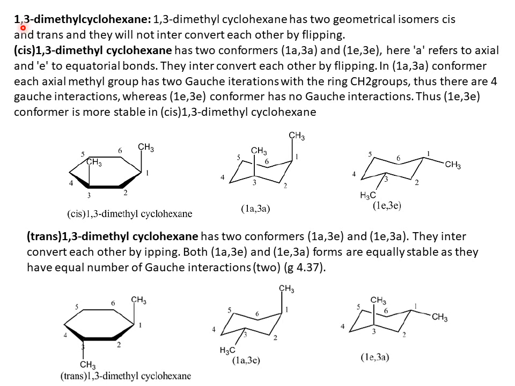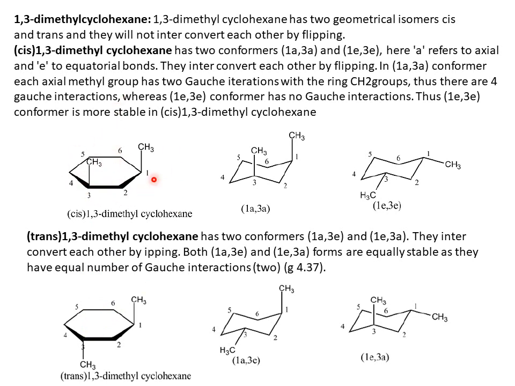Let us see the next position isomer, 1,3-dimethyl cyclohexane. 1,3-dimethyl cyclohexane has two geometrical isomers, cis and trans. This is a cis isomer where the CH3 groups are in the same direction, and this is the trans isomer, where the CH3 groups are running in opposite directions. The cis and trans isomers are not interconverted to each other by flipping. Each isomer has independent existence.